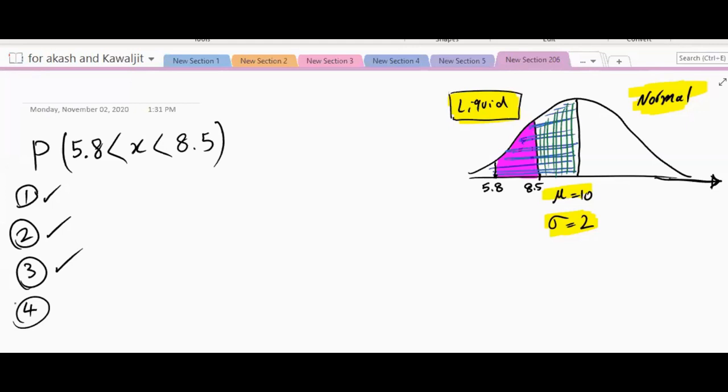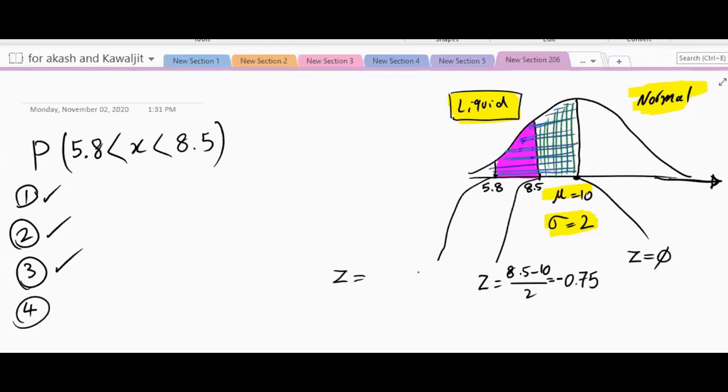Very good. Can we directly go to the table and find these areas? Not directly. No. We need to convert everything to statistical distances. How far is 10 from the mean? Zero. Very good. How far is 8.5 from the mean? 0.75. Do you need to write negative if it's the same? Yes, this Z is negative. And then Z on the left side for 5.8 is 5.8 minus 10 divided by 2. The Z for this point is? Negative 2.1.